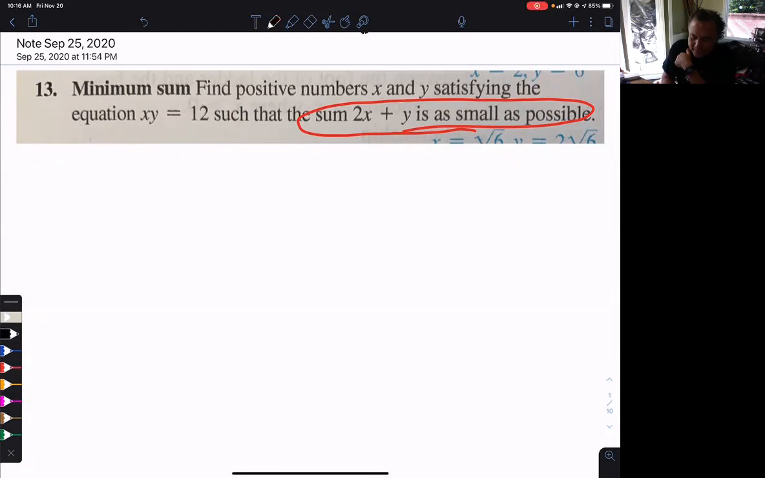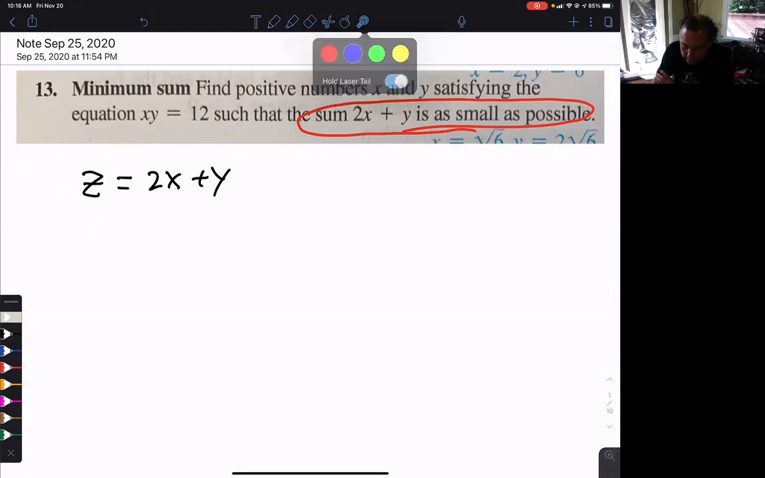So I will call that sum, I don't know, what do you want to call it, z? You can call it whatever you want. But in essence, I want to minimize z. So the question is, where do minimums occur? Critical points and endpoints. So I need to find the critical points. So in other words, I need to find the derivative.